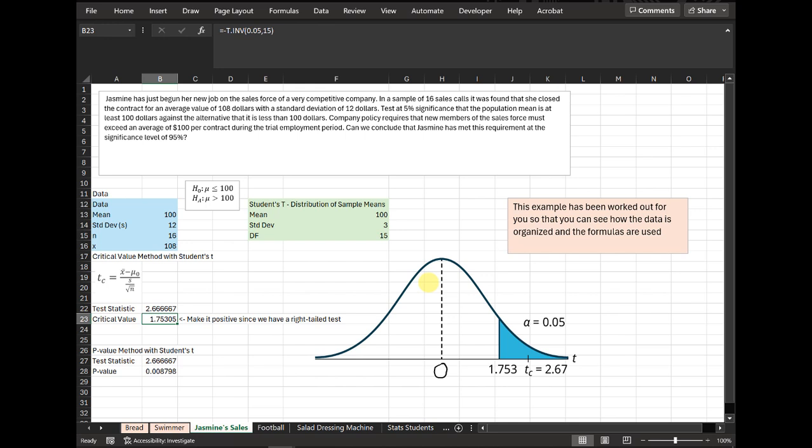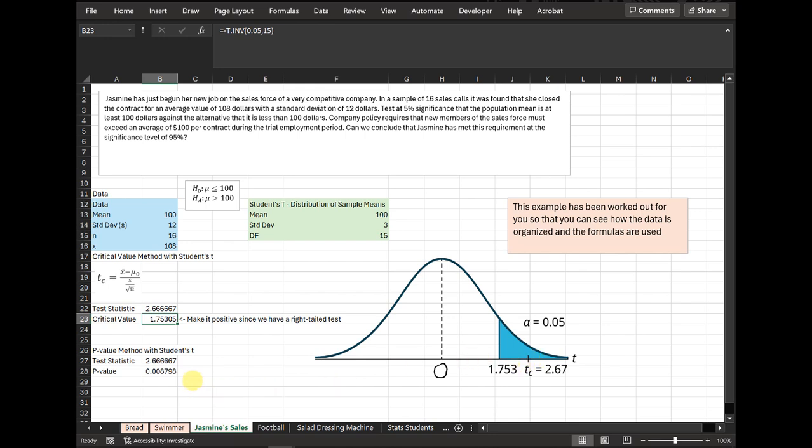And then I just lay it all out on my graph. So here's my critical value of 1.753 versus here's my test statistic of 2.67. Remember, this area here is your reject zone. And so we're going to reject, since that's where the test statistic falls.